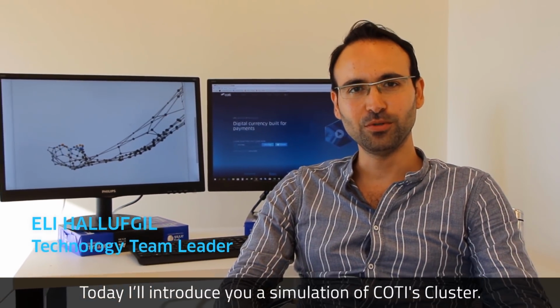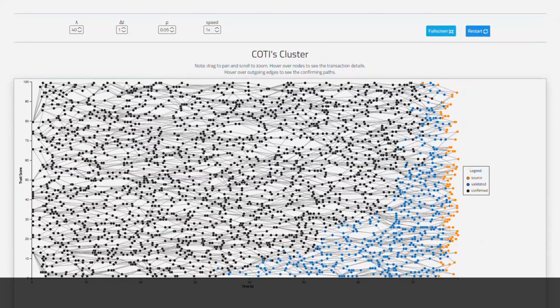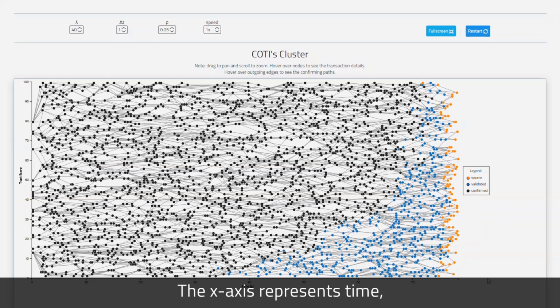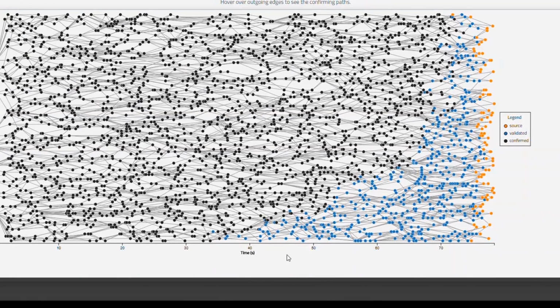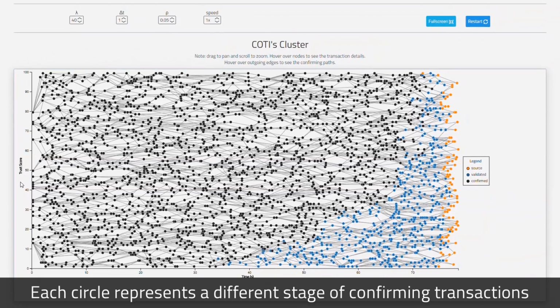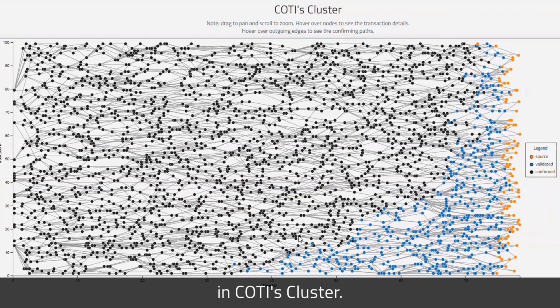Today I will introduce you to the simulation of COTI Cluster. This is the two-dimensional simulation of the COTI Cluster. The x-axis represents time, while the y-axis represents trust scores. Each circle represents a different stage of confirming transactions in COTI's cluster.